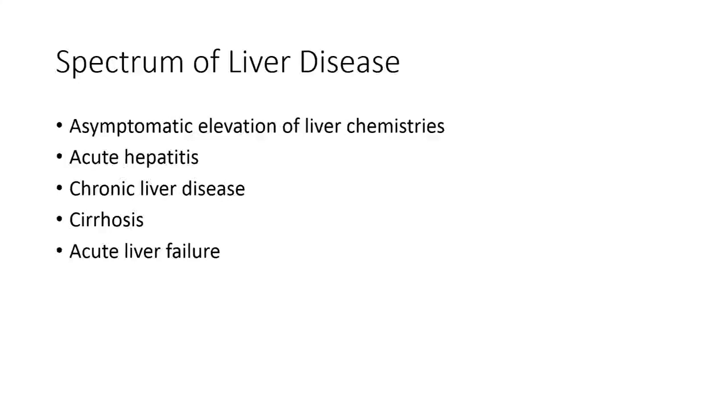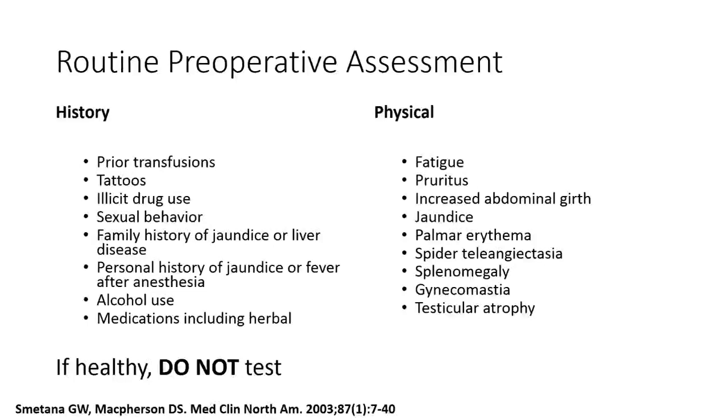This is a spectrum of liver disease that we'll try to cover: asymptomatic elevation of liver chemistries, acute hepatitis, chronic liver disease, cirrhosis, and acute liver failure. Routine preoperative assessment: like for any patient, the history and physical are the most important things. You want to pay attention to things like prior transfusions, tattoos, particularly a while back, certain sexual behaviors, personal history of jaundice, and then physical findings: fatigue, pruritus, jaundice, palmar erythema. Those are the things you pay attention to. And if the patient is healthy, just don't test.